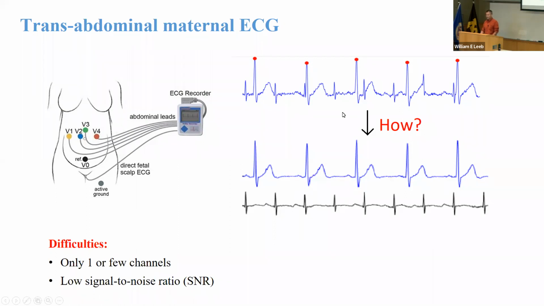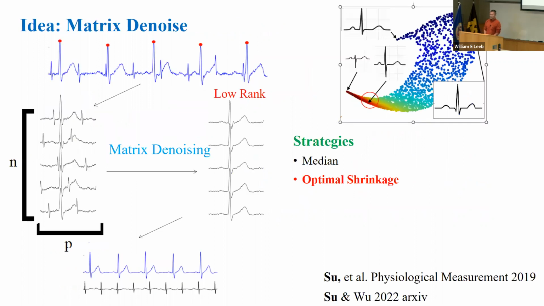So how do we decompose a clear fetal ECG for the clinical doctor, to have a clear view of the ECG of the fetus for a better diagnosis, early diagnosis, and early treatment? The idea is that we can use the matrix denoising method.